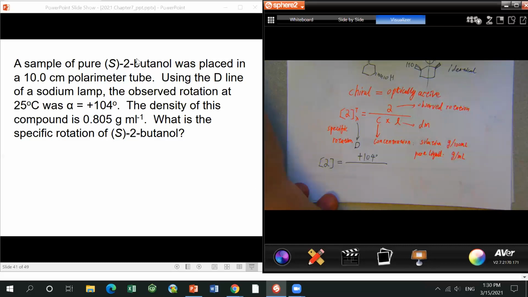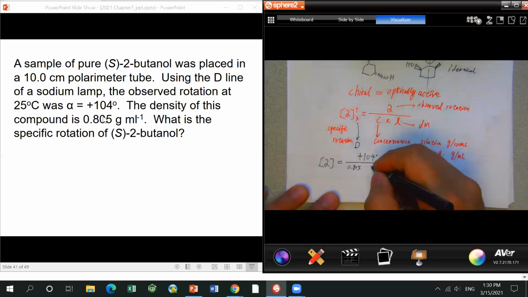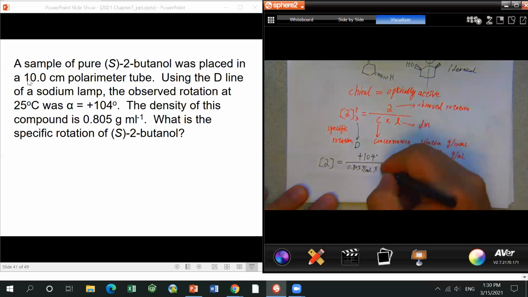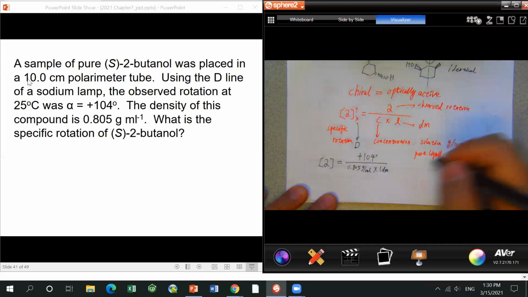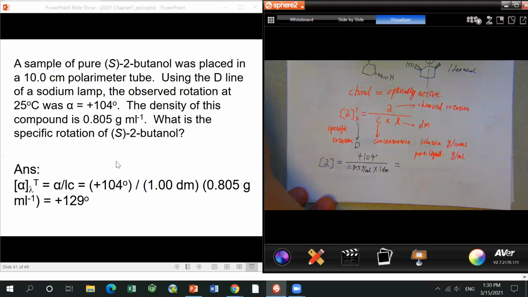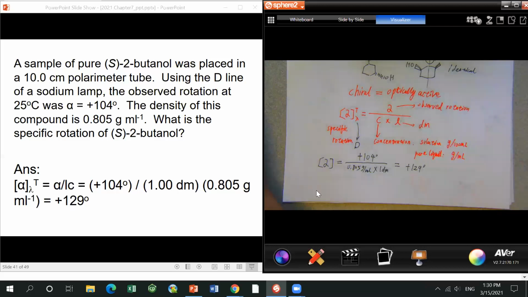The concentration: because here we use a pure liquid, we use the density as the units, so grams per ml, 0.8. Length of cell: 10 centimeters equals 1 decimeter, so 1 dm. Next is just the calculation. The result is plus 129 degrees. Again, don't ignore the plus or minus sign, because they show different rotation directions.